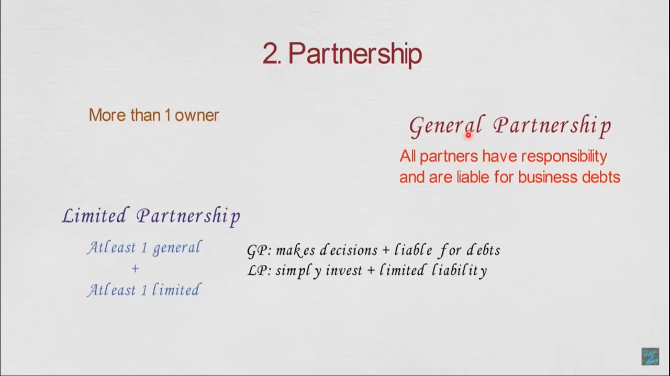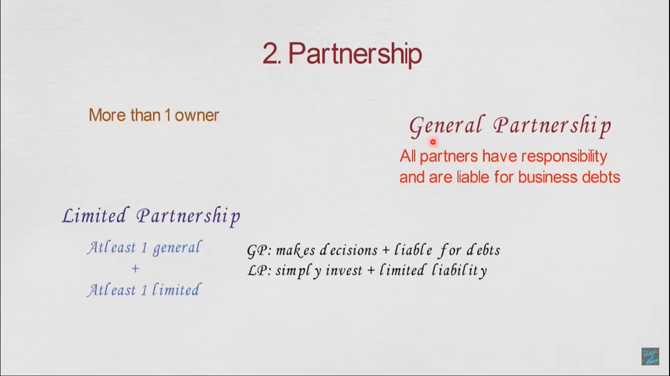We have general partnership and limited partnership. I'm going to skip to these black letters here. So a general partnership, or GP, makes decisions and is liable for debts. And a limited partnership simply invests and has limited liability. Remember that you are going to explain this better in your video. So this is just a brief explanation.